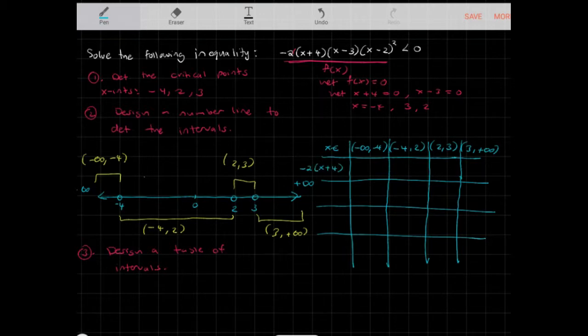And you can put this in any order because multiplication is commutative. What that means is 3 times 4 is the same as 4 times 3. You can basically switch around the order. The other factor here is x minus 3, and we also have (x minus 2) squared. Collectively, I'm going to call this f of x.